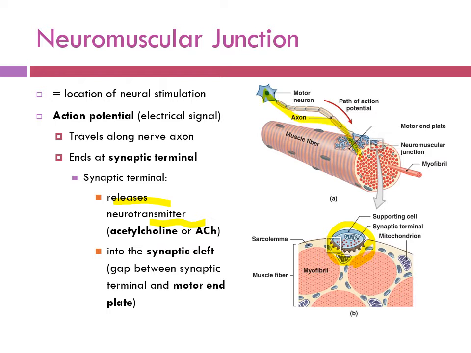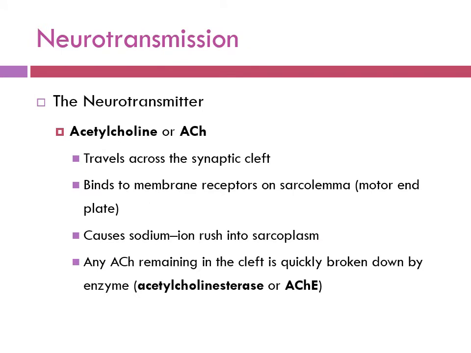So an action potential travels down the nerve, triggering the release of acetylcholine. That's where we're at so far. Acetylcholine travels across the synaptic cleft and binds to the membrane receptors on the sarcolemma. There are acetylcholine receptors on the cell membrane, the sarcolemma surrounding that skeletal muscle fiber. When acetylcholine binds, it causes a depolarization, which causes the sodium gates to open, and then sodium rushes into the sarcoplasm.